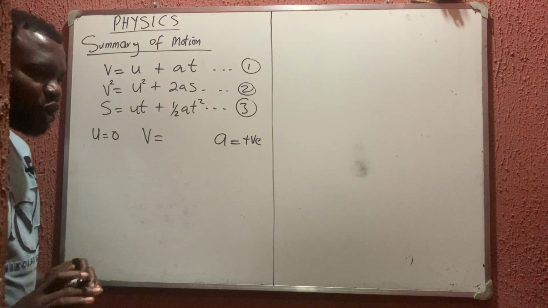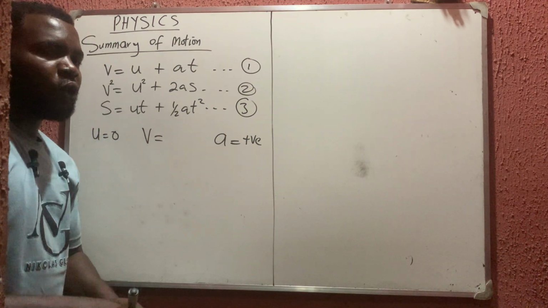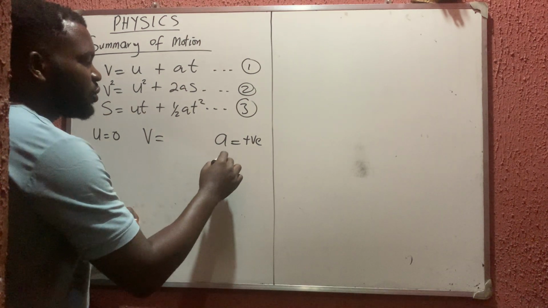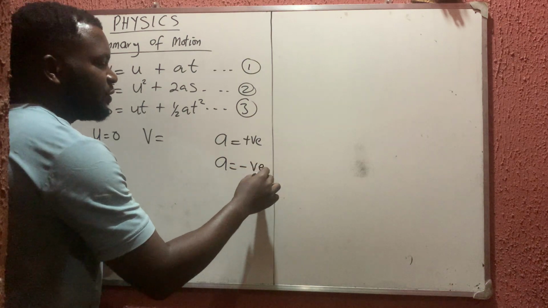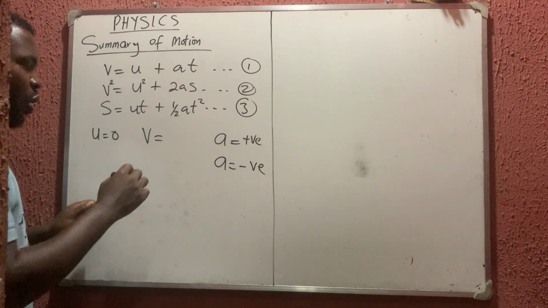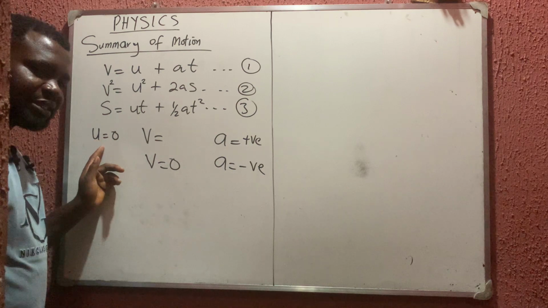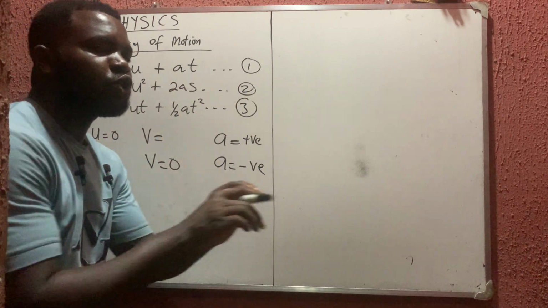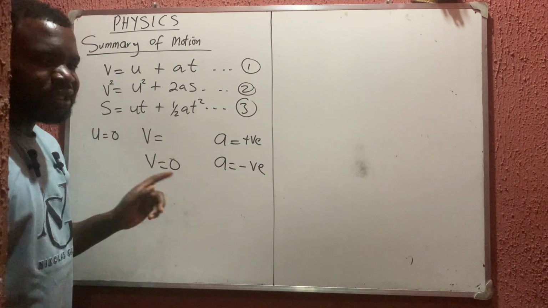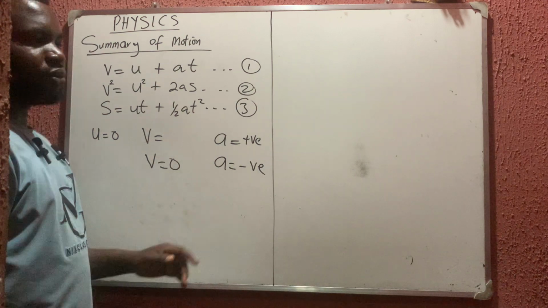Now, whenever a body is going to rest, it is called retardation or deceleration. And retardation is negative acceleration. So if your acceleration is negative, you are talking about retardation. Or whenever you know that your final velocity must be 0. Remember, if you start from rest, initial velocity is 0. But if it is going to rest, you apply a brake, you want to stop, then the final velocity is going to be 0. And it's called retardation.